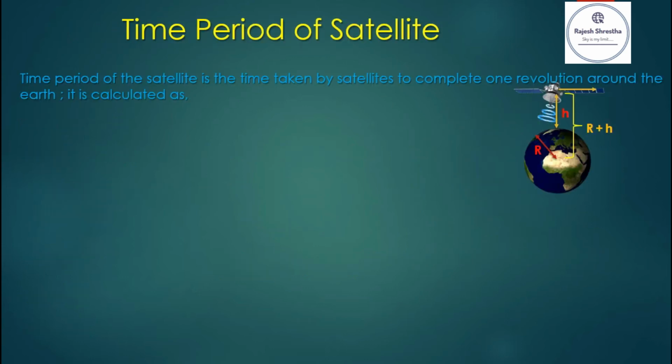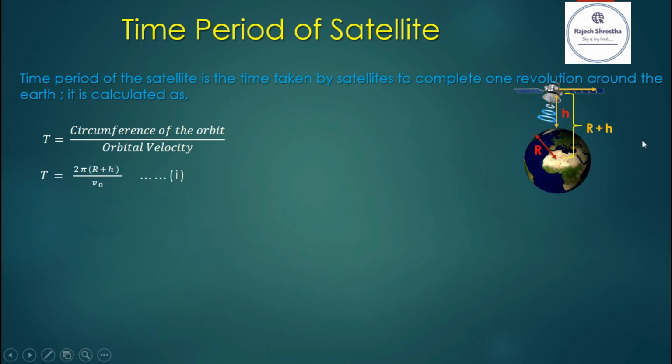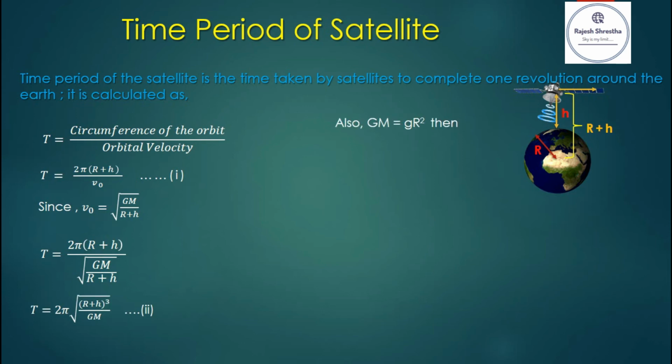Now let's talk about the time period of the satellite. The time period of a satellite is the time taken by the satellite to complete one revolution around the earth, and it is calculated as time period equals circumference of the orbit divided by orbital velocity. So the circumference of the orbit is 2 pi (R plus h), divided by orbital velocity, so we get equation first. Now since the orbital velocity equals root under GM by R plus h, by substituting this value in equation 1, we will get the time period of the satellite.